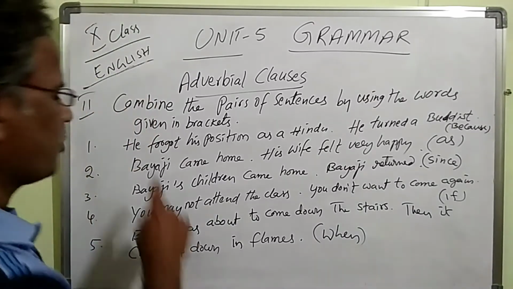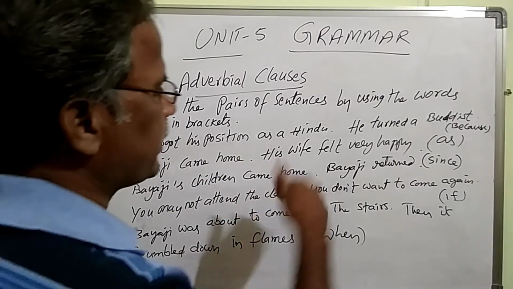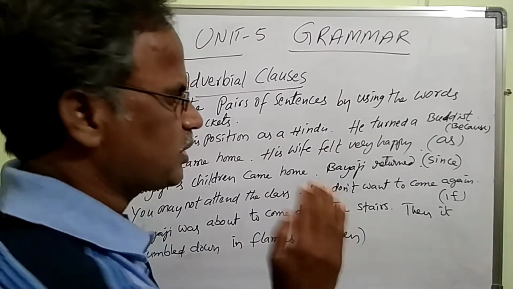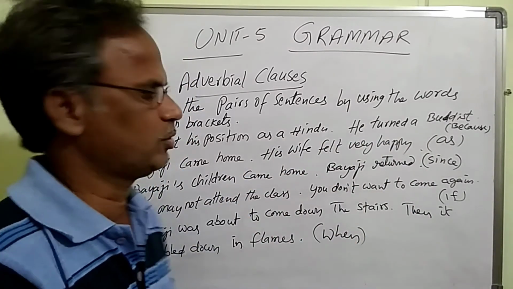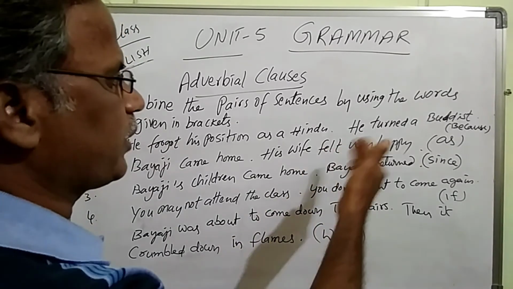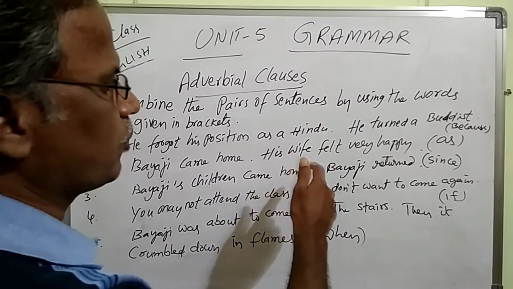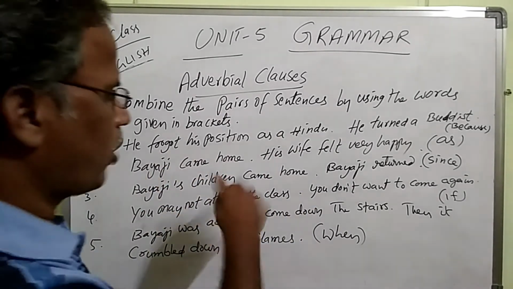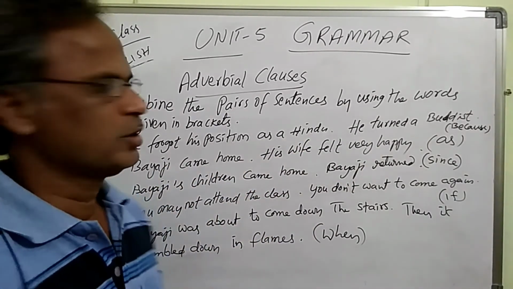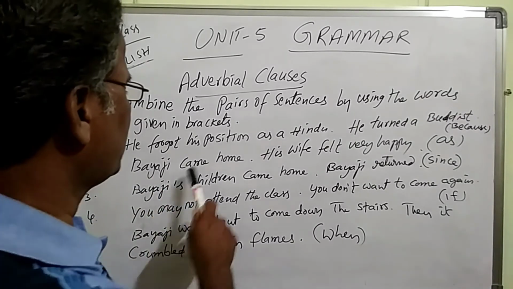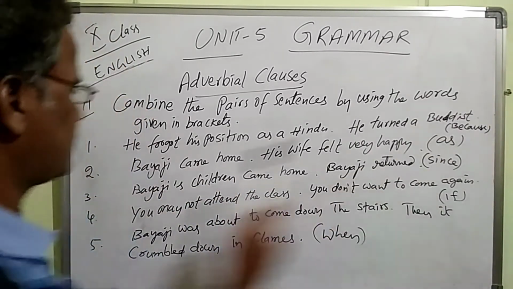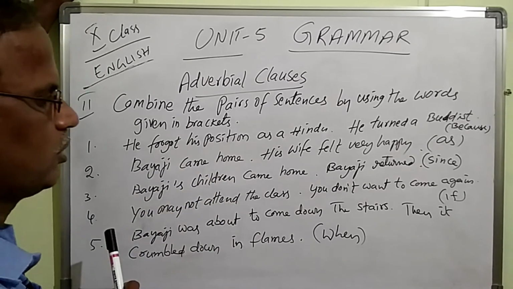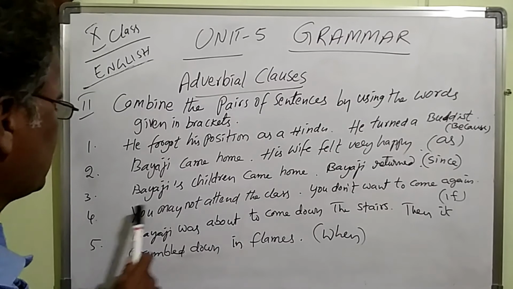Now the second sentence: Bayaji came home. Full stop given. His wife felt very happy. You combine these two clauses with as. As is telling the reason here, and a result also. His wife felt very happy, and this is the result. Why? Because Bayaji came home. As Bayaji came home, remove the comma, his wife felt very happy. So as Bayaji came home is the adverbial clause. Okay?